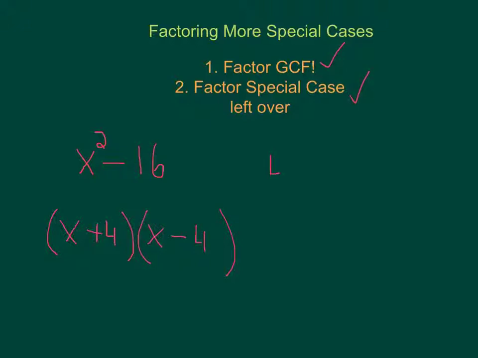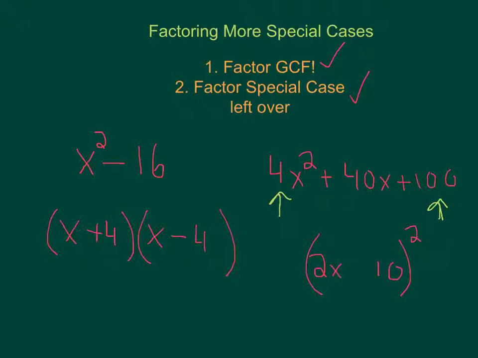Another example, let's look at 4x squared plus 40x plus 100. So if you look here, the first and third terms are perfect squares. So chances are this is going to be a perfect square trinomial where you factor it like a binomial square. The square root of 4 is 2, and the square root of 100 is 10. Just do a double check just to make sure. 2 times 10 is 20, double it to get 40, so it works.